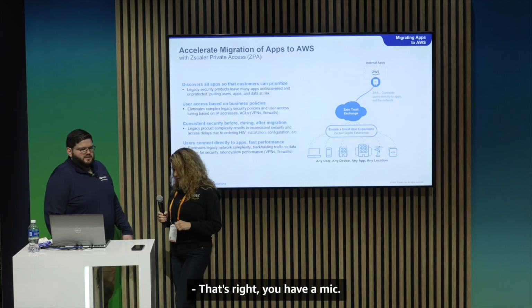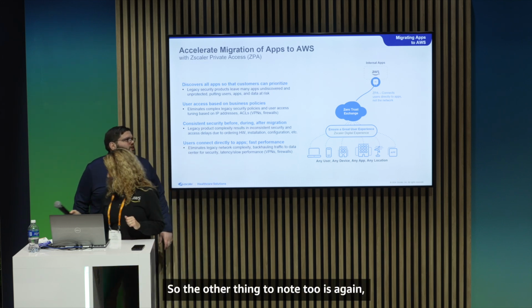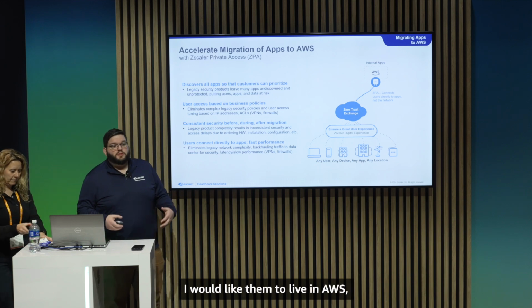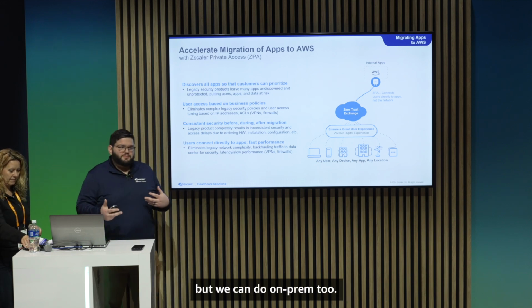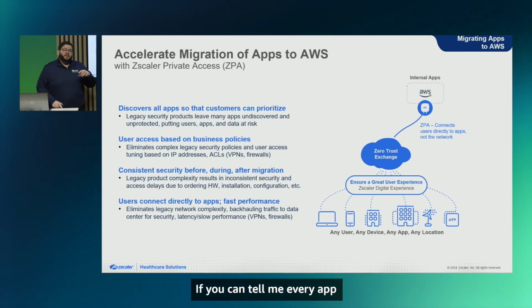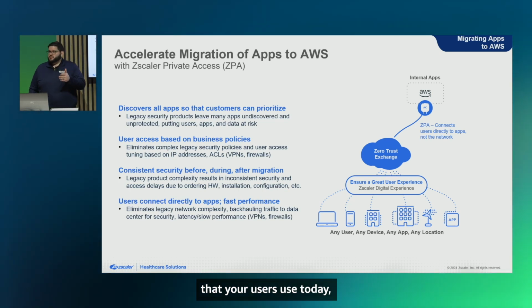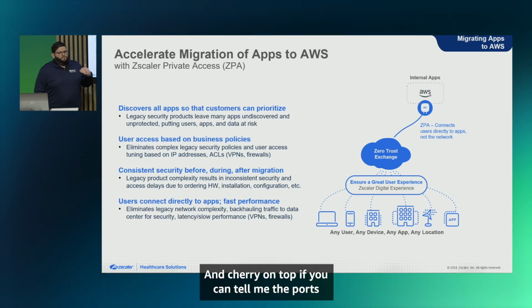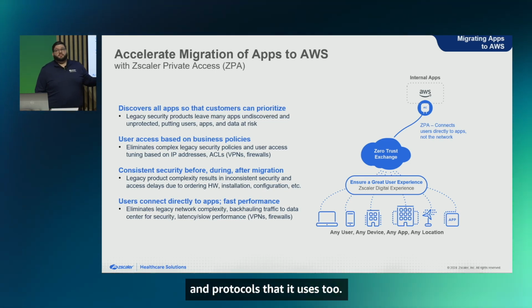Yeah, that's right, you have a mic. I like it. The other thing to note is, again, I don't care where your apps live. I would like them to live in AWS, but we can do on-prem too. If you can tell me every app that your users use today, I will give you the money in my wallet. And cherry on top, if you can tell me the ports and protocols that it uses too.